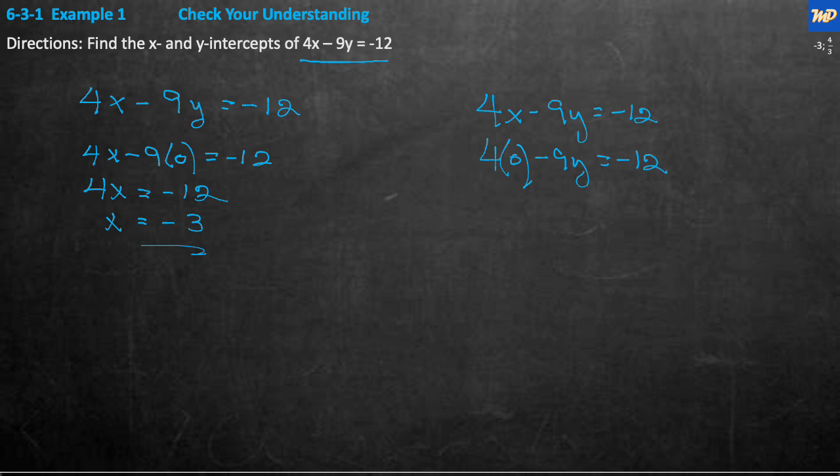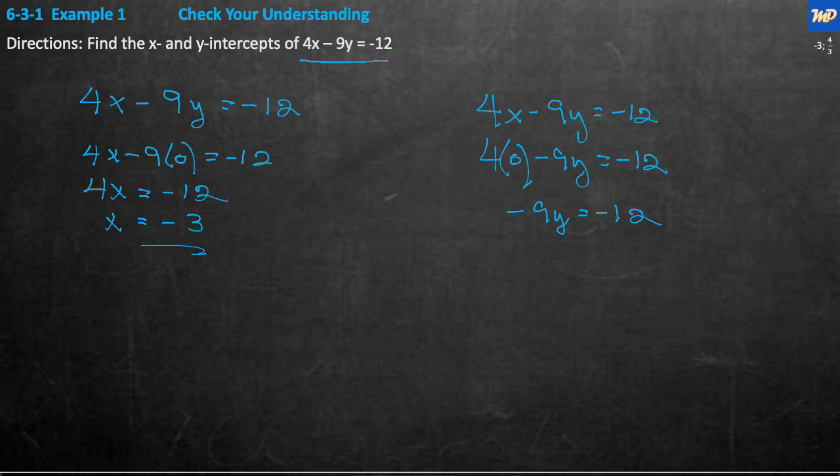Okay. And then what? So now I'll rewrite it so it's clearer. And it is negative 9y. So now it's negative 9y is equal to negative 12. And what are we going to do? We're going to divide both sides by 9.